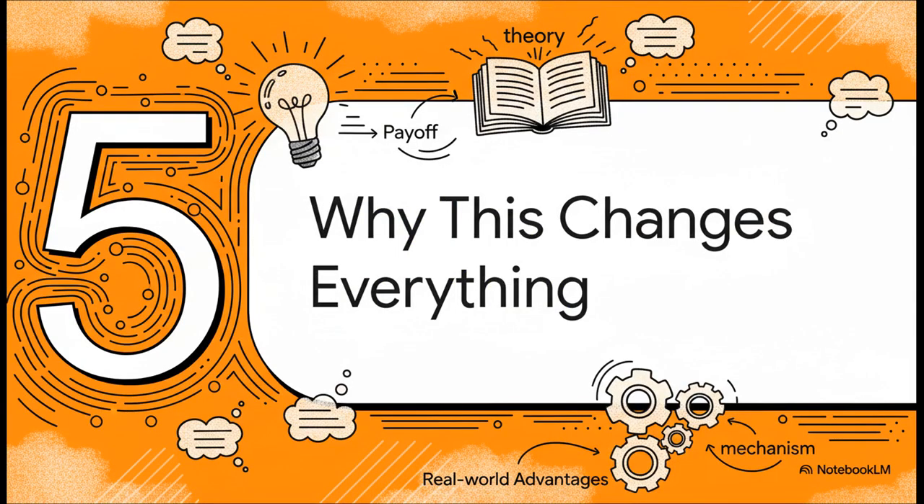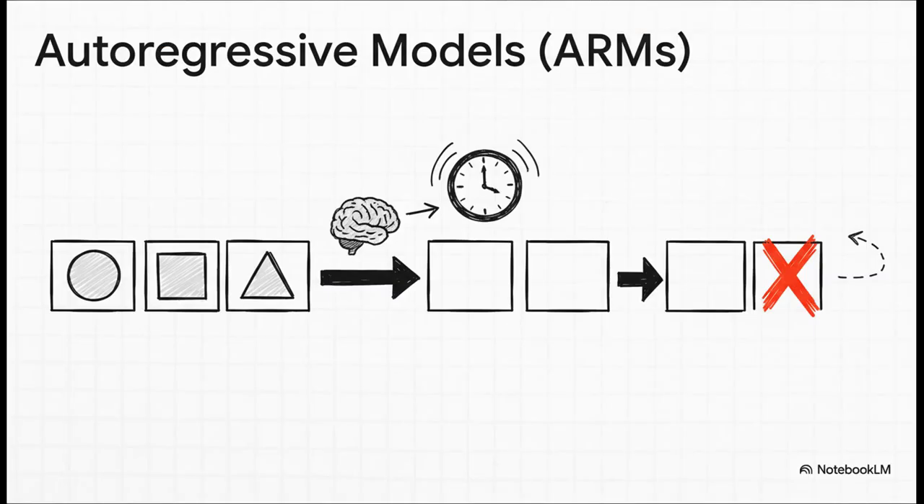All right, now for the part you've probably been waiting for. We've got the theory down, but so what? Why does this actually change everything? What are the real world advantages of generating text this new way? Let's just quickly check back in with the old way, autoregressive models, or ARMs. They basically work like a chain reaction, predicting the next word based only on the words that came before it. This one-at-a-time process creates a huge bottleneck, and it makes generation super slow. It's kind of like trying to drive forward while only looking in the rearview mirror. It really struggles to see the big picture.